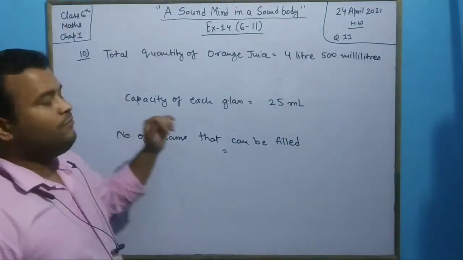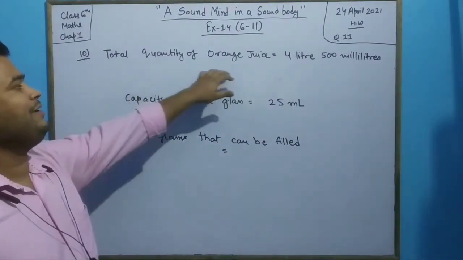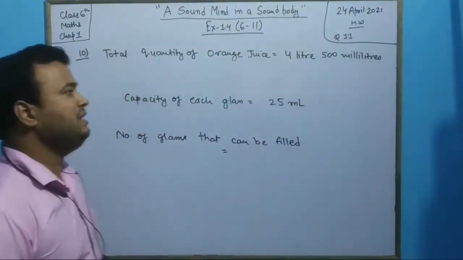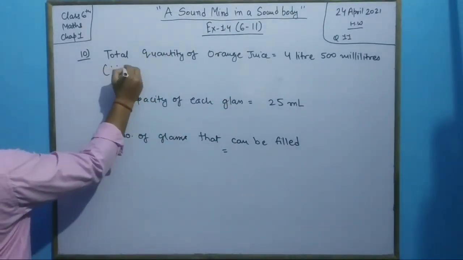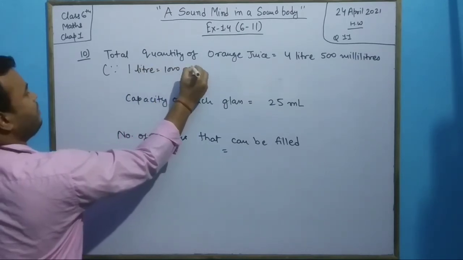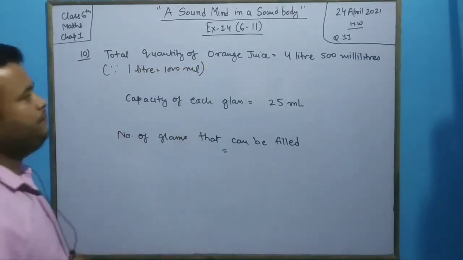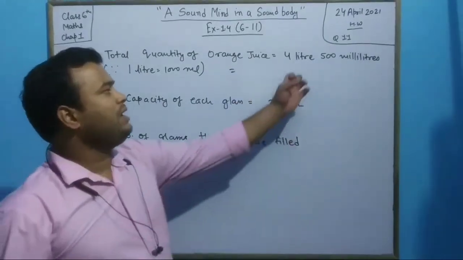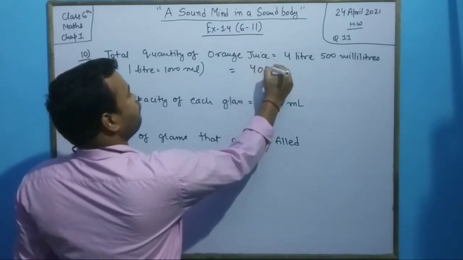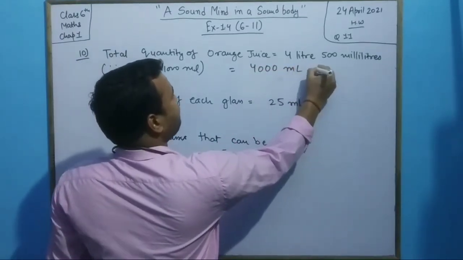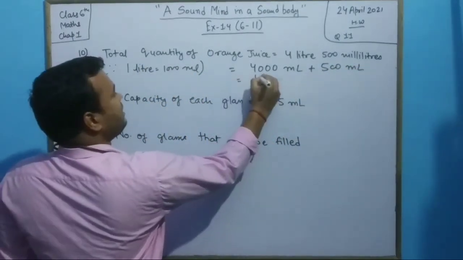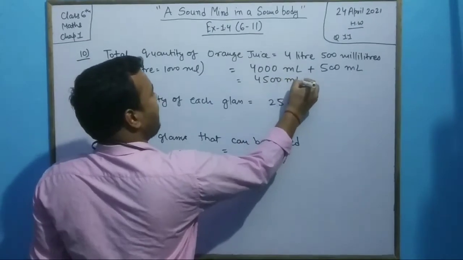This is the 10th question. What is given here? There is a total quantity of orange juice, 4 liter 500 milliliter. Now one thing I must tell you is that 1 liter is equal to 1000 ml. ml means milliliter. So to convert liter into milliliter, multiply 4 by 1000. So it will be 4000 ml plus 500 ml, which is already in ml. So adding, it will be 4500 ml.